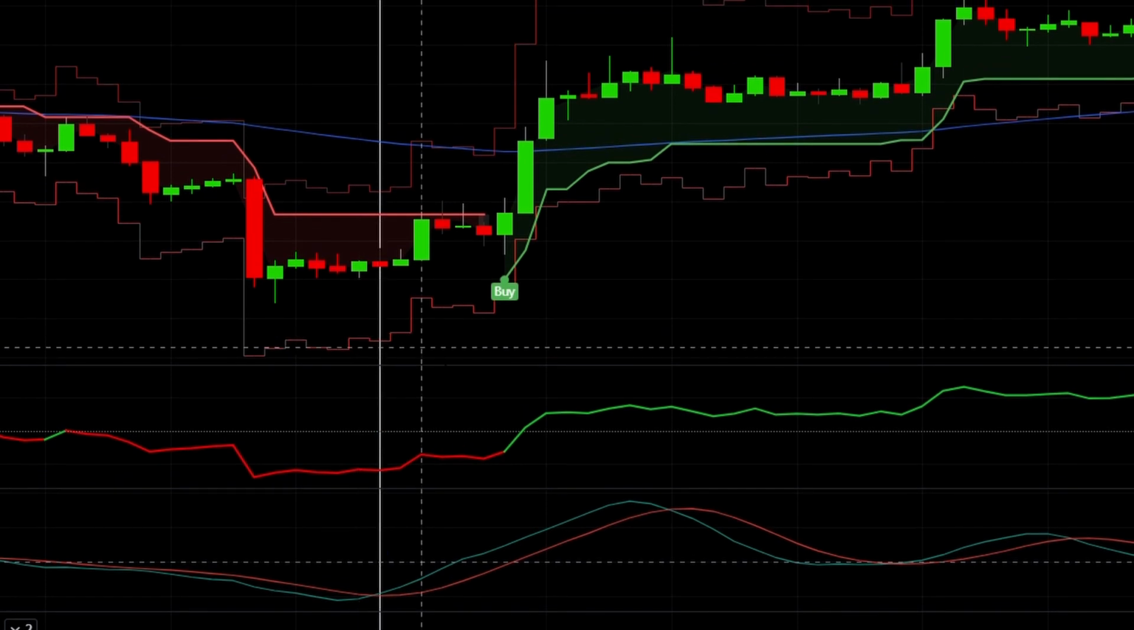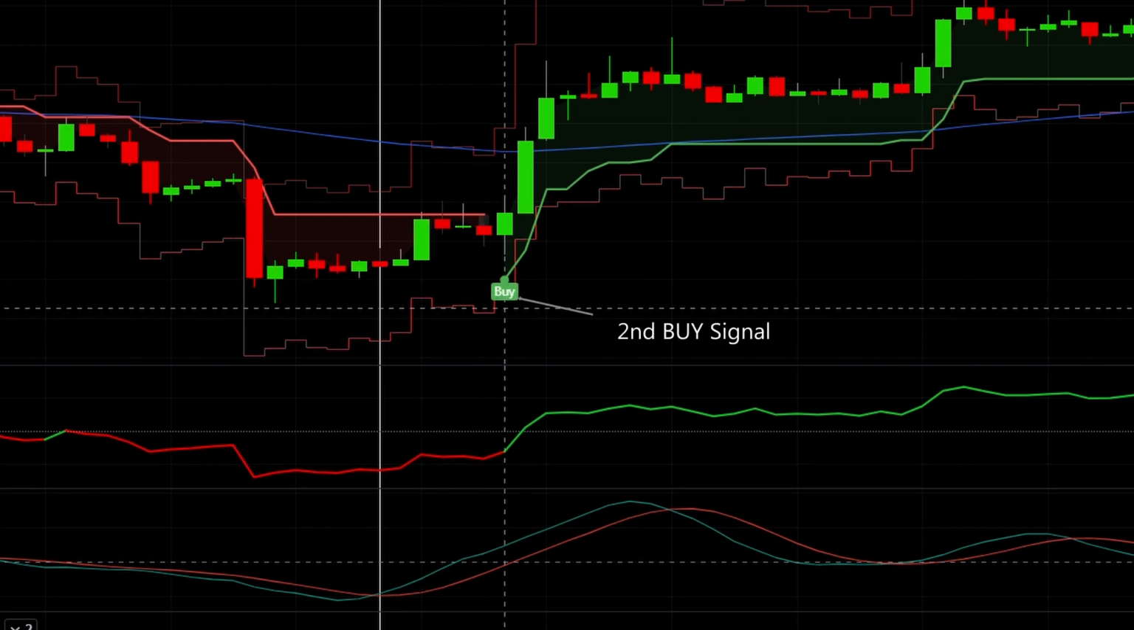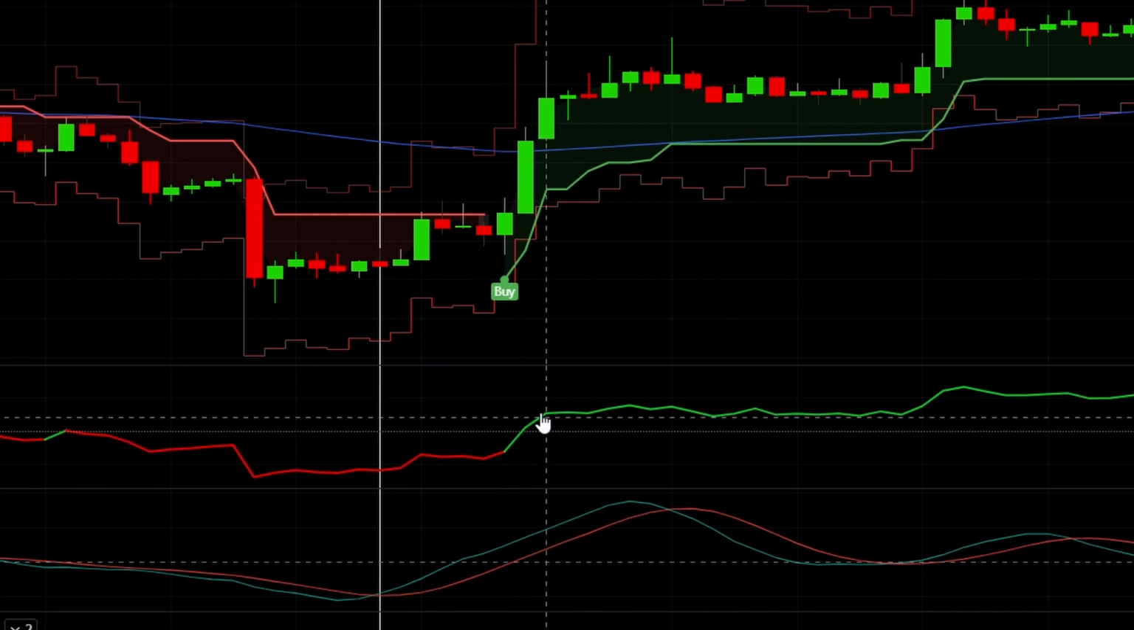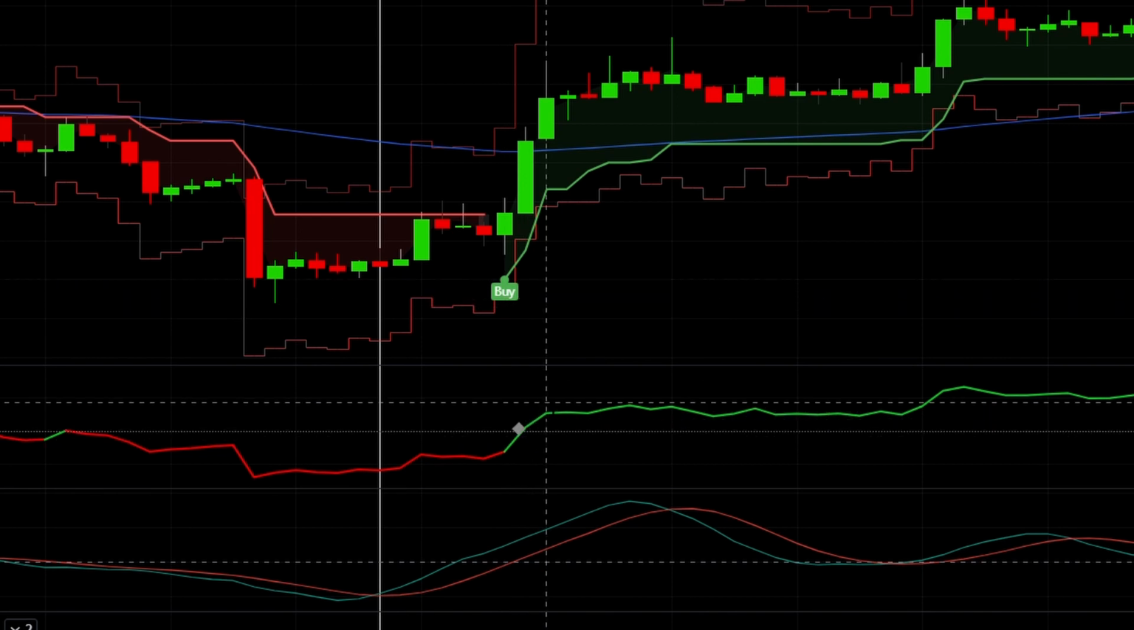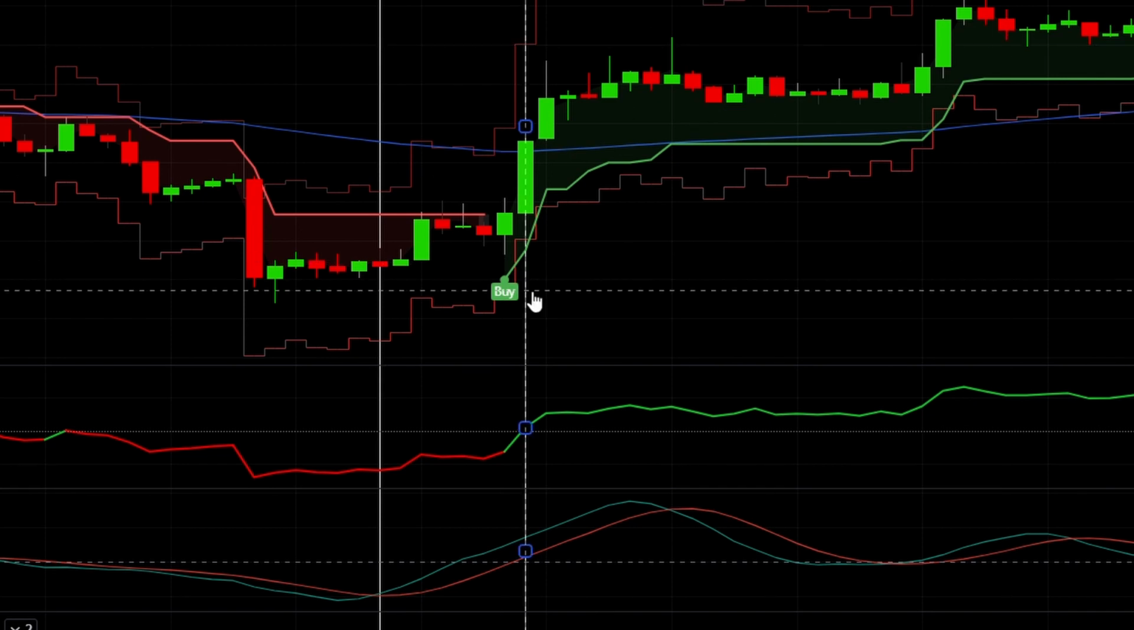Now we have to find out where the other entry signal indicators give us a buy signal. 6 candles later, the super trend has printed a buy signal. Finally, 1 candle later, the Kyrie turned green, giving us our last buy signal. As this is the last entry signal, mark it with a line.